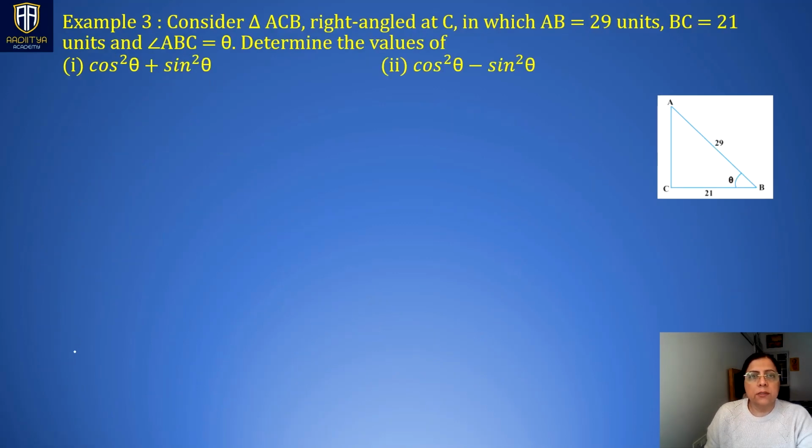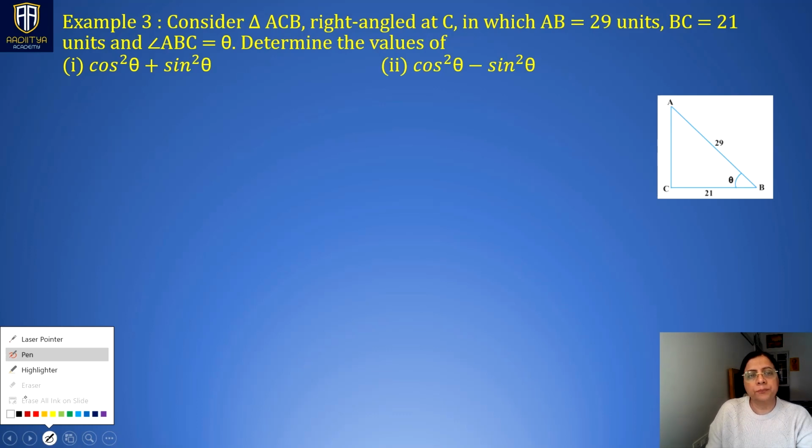Next question is, consider triangle ACB, a right angle triangle, in which AB is 29, BC is 21 and angle ABC is theta. For simplification, instead of writing ABC, if we are concerned about only one angle, we refer to it by theta or phi or some letter. We have to find the values of cos square of theta and sin square of theta.